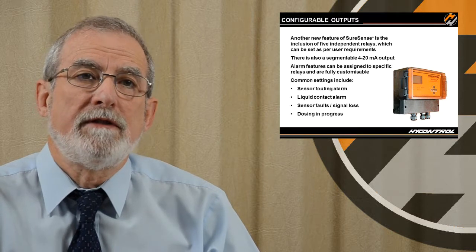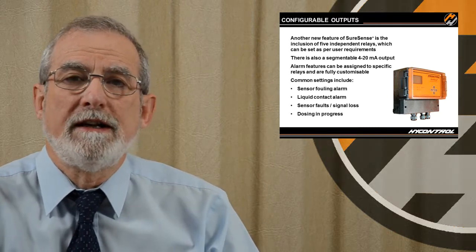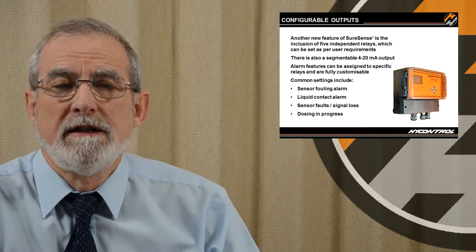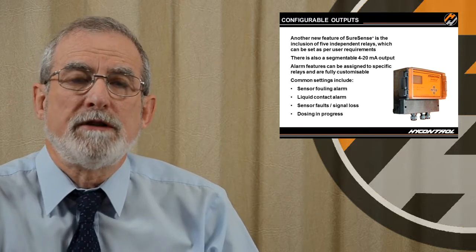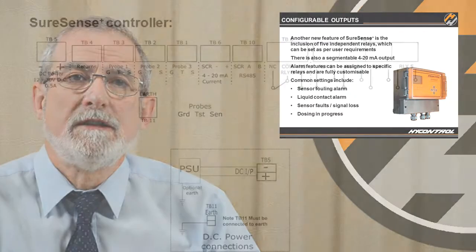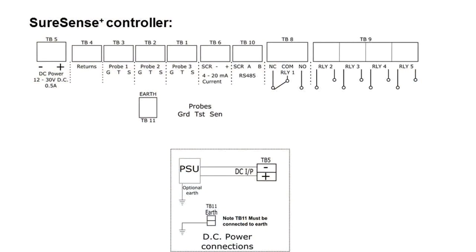For example, you can have an output which indicates that dosing's happening. So there might be a good reason to do that, to signal back to a process controller that dosing's in progress. This diagram shows the connections of the SureSense Plus. The connections are configured in a series of separate terminal blocks which can be pulled out and wired outside the controller and then connected into the controller.